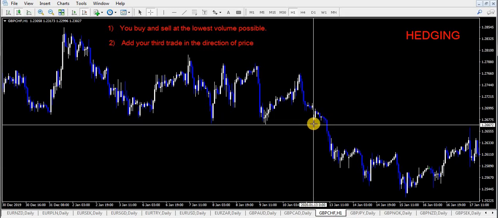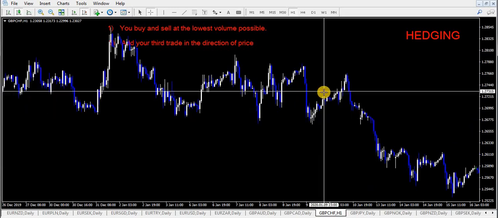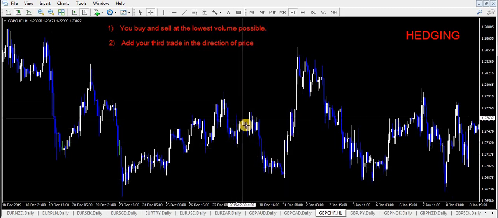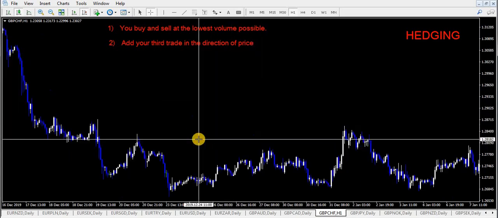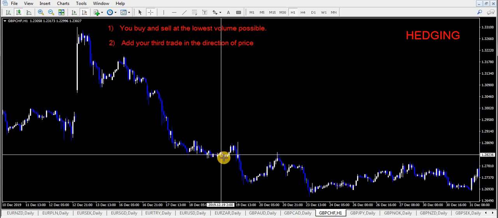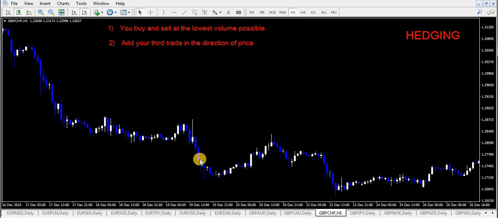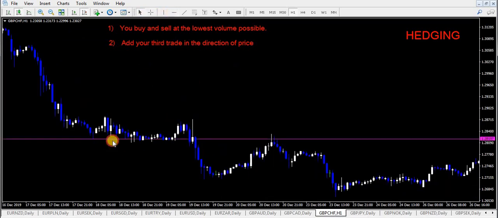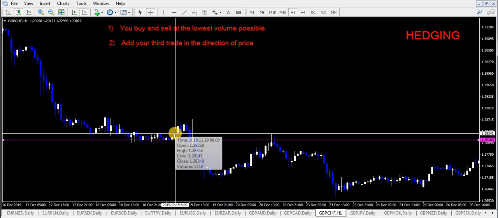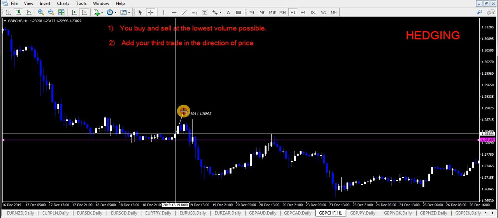Now let's say you put your buy and your sell at this level, and when you saw this candle, you felt the market was going up. But what happened? The market turned against you and was going down.